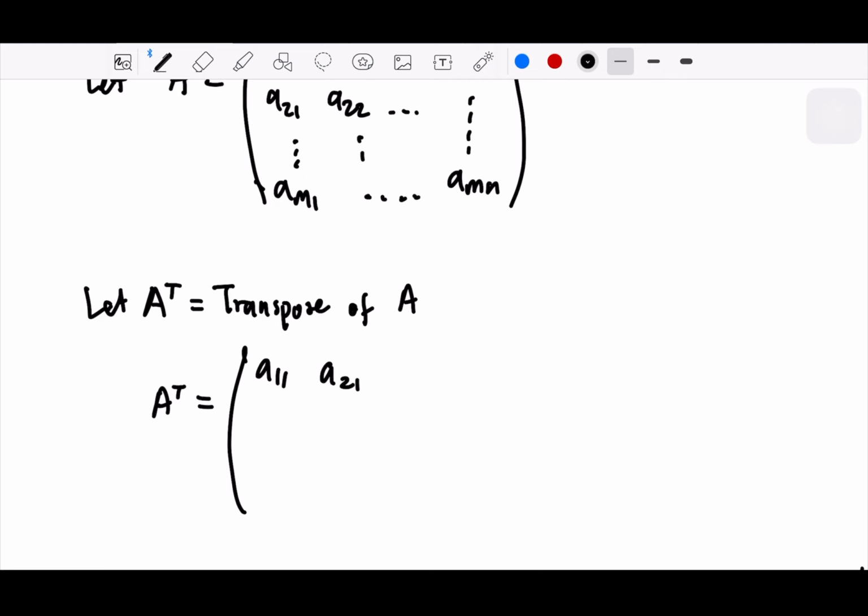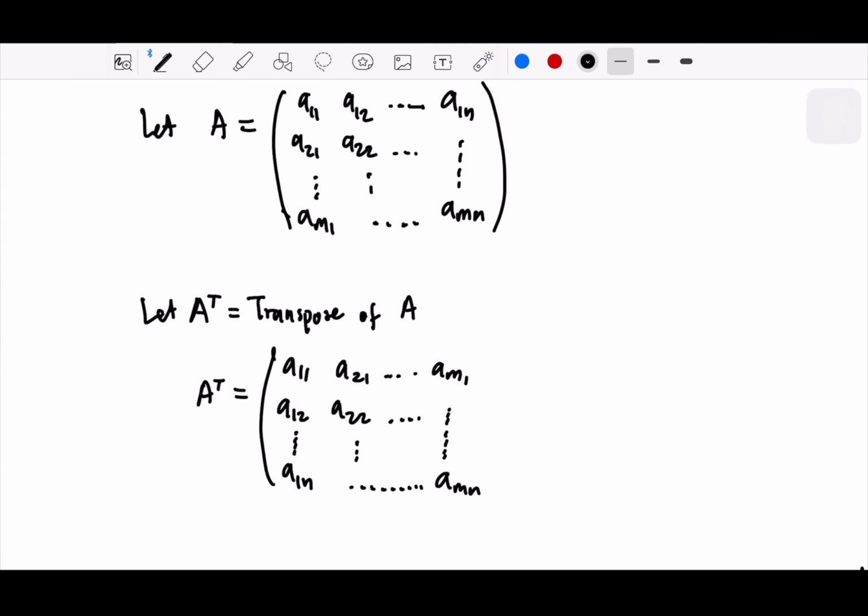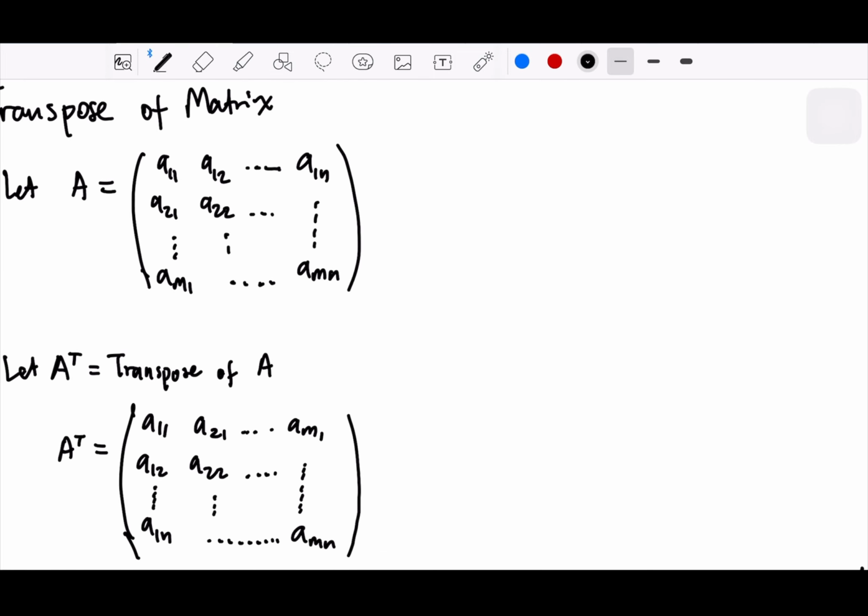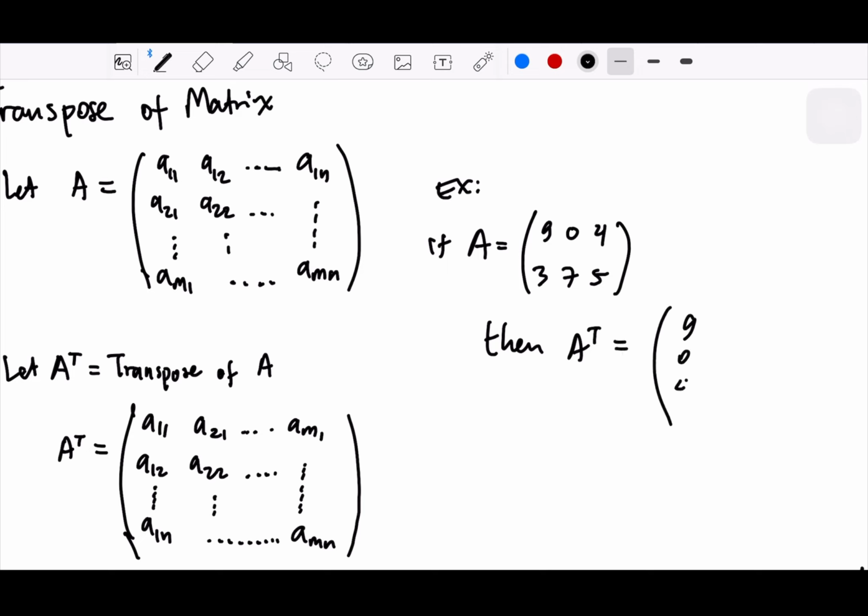A11, A21, this is A12, A22, A1N, this is AMN. So the transpose is, we are going to change every row into columns. So if A is 9, 0, 4, 3, 7, 5, then A transpose is 9, 0, 4, 3, 7, 5, with rows turned into columns.